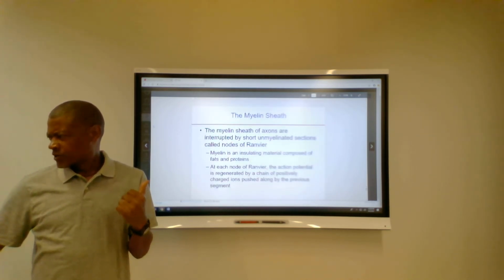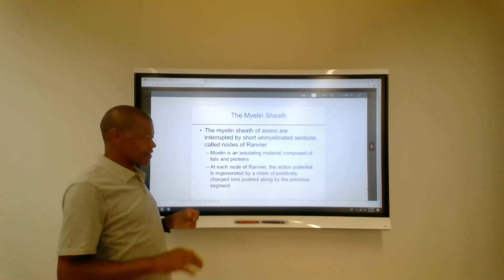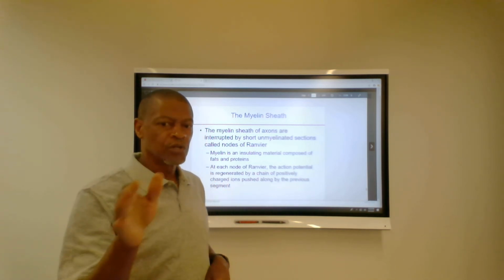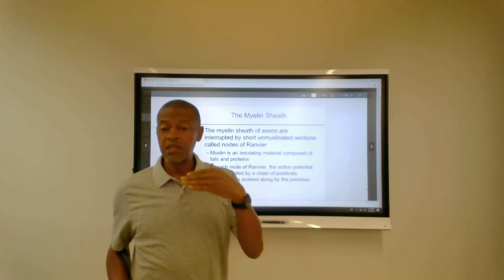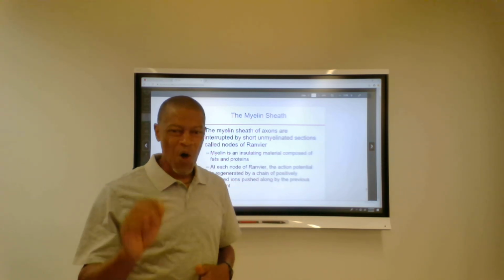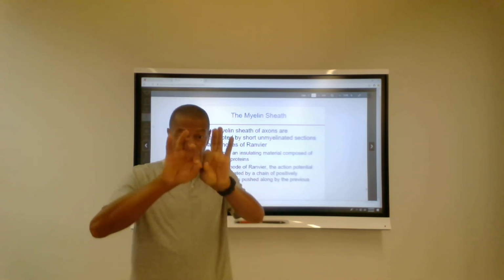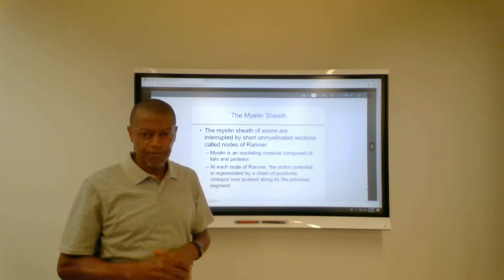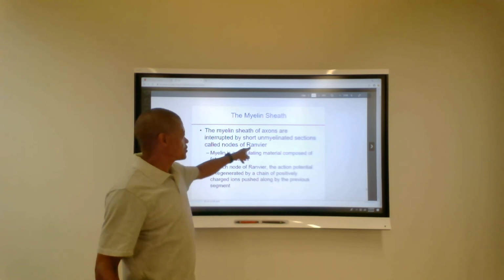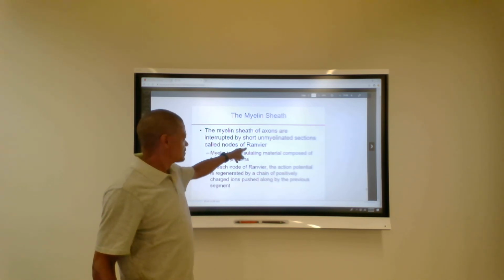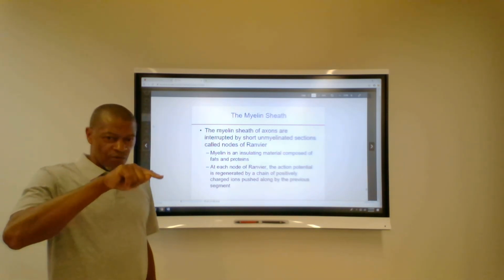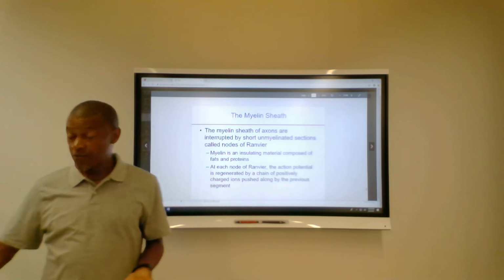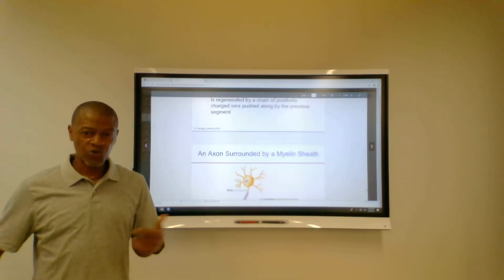And as we conclude this part, the sheath, or that covering around the axon, in the central nervous system is produced by oligodendrocytes. In the peripheral nervous system, it is produced by Schwann cells. As the myelin is covering the axon, there are little spaces in between. The spaces are called nodes of Ranvier. So the impulse actually jumps at those spaces. And the term for how it jumps is called saltatory conduction.